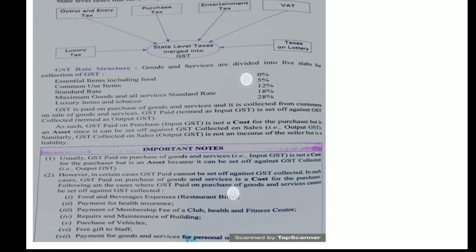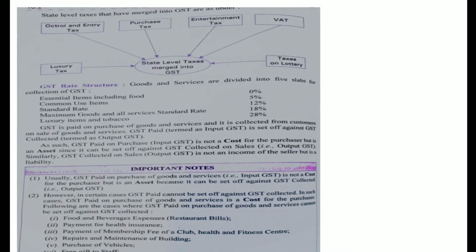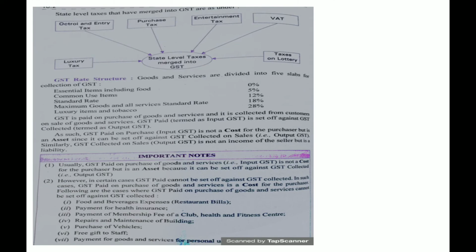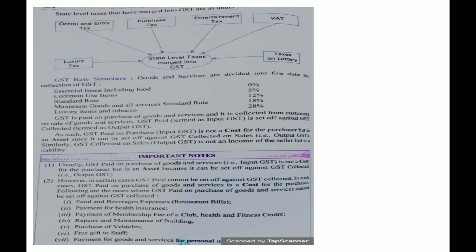Now, there are state level taxes: octroi and entry tax, which is imposed when goods pass through the boundary of states; purchase tax, entertainment tax, value added tax, that is called VAT, luxury tax, and tax on lottery. These taxes are merged together and become SGST, the state level GST.